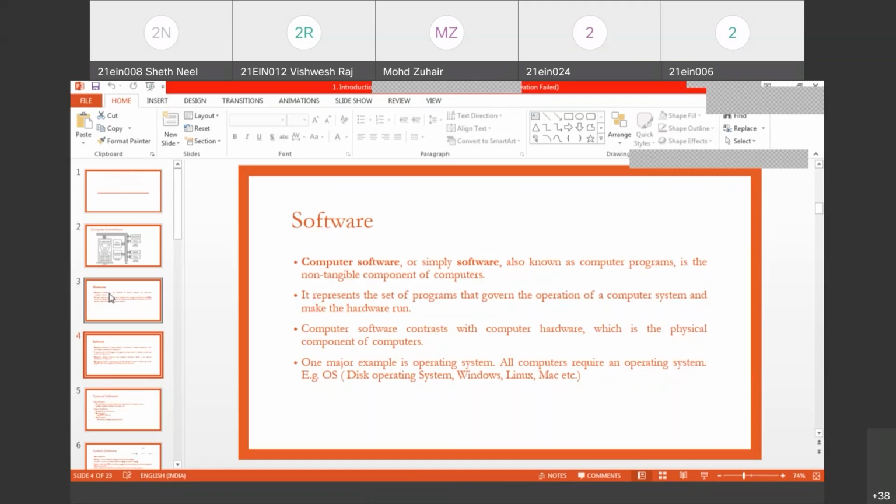Okay, so the first thing after the purchase of any computer, either desktop or laptop, is that after purchase, the first thing you do is install the operating system.